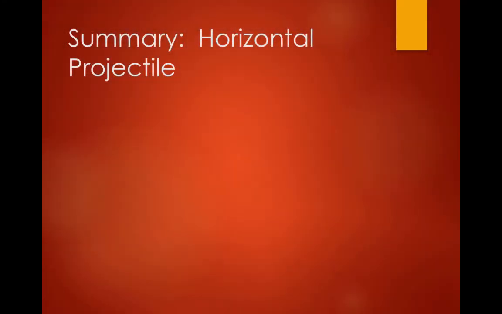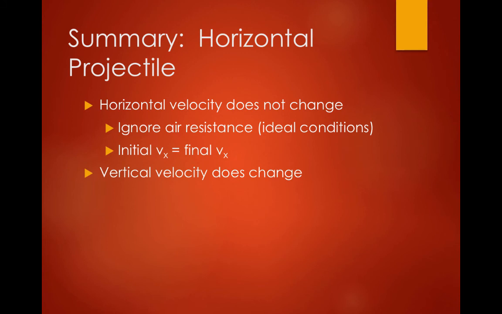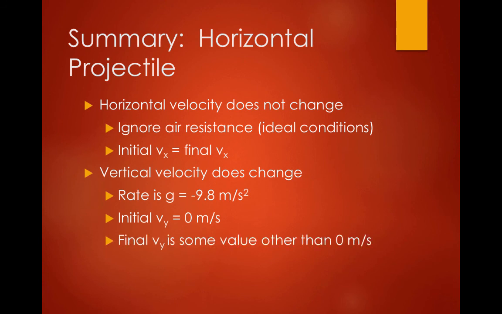To summarize horizontal projectiles, their horizontal velocities do not change. We will ignore air resistance. We call that ideal conditions. This means that the initial velocity in x will equal the final velocity in x. The vertical velocity does change though, and it changes at a rate of g, which is equal to negative 9.8 meters per second squared. The initial velocity in the y-plane will be 0 meters per second, and the final velocity in y will be of greater magnitude depending on the height of the drop.